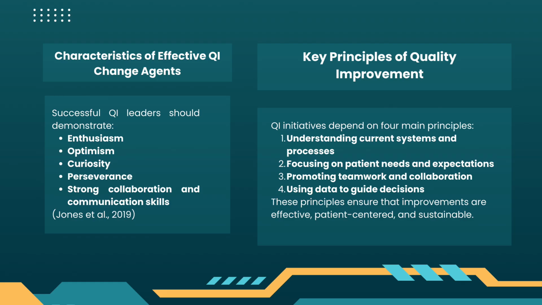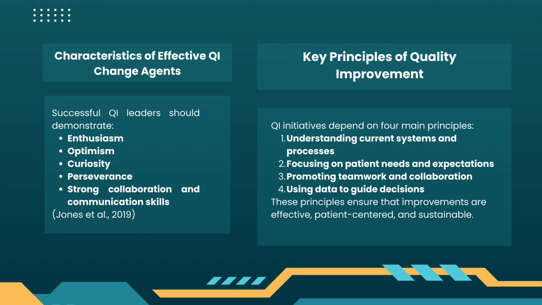And then, the second po is to focus on patient needs and expectations. So, when doing a quality improvement po ng kahit anong area po sa isang facility, dapat po ang kinikeep in mind po natin is yung pangangailangan po ng patients and their expectations within the facility. And then, the third step po is promoting teamwork and collaboration. Since nga po ang quality improvement or QI is a teamwork.